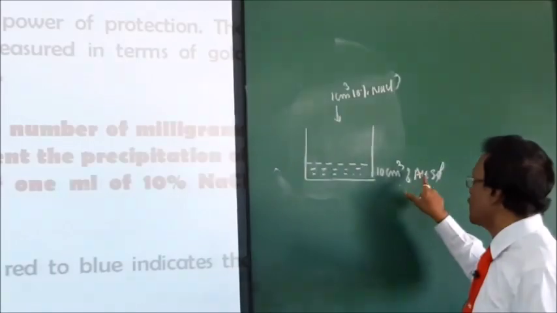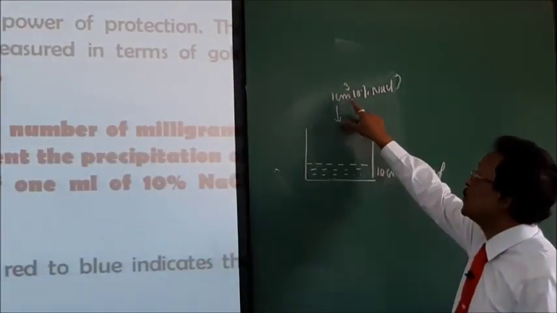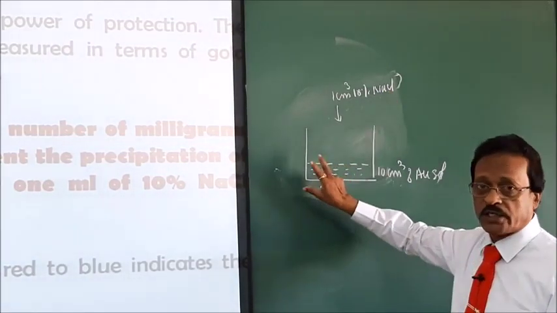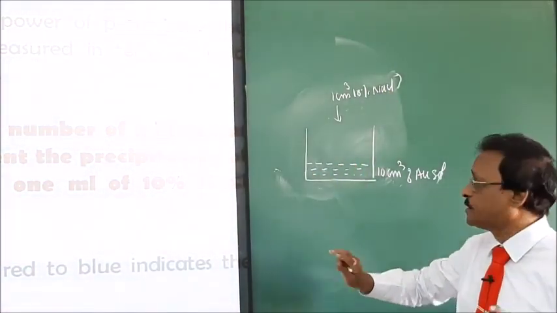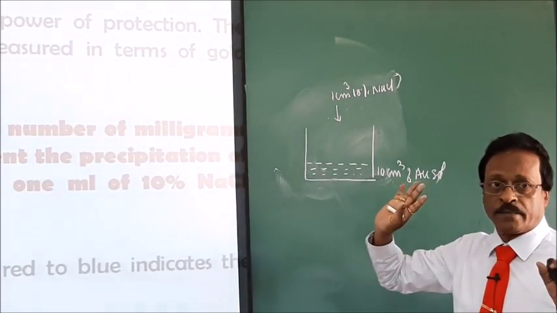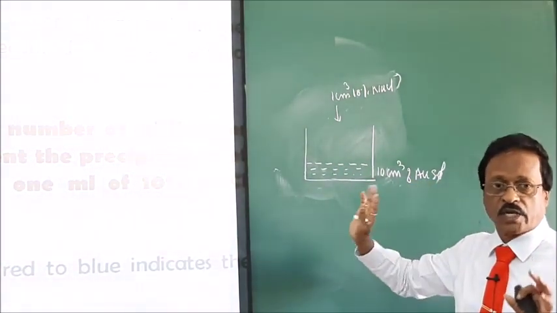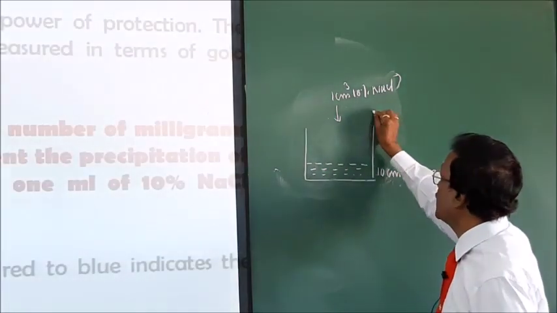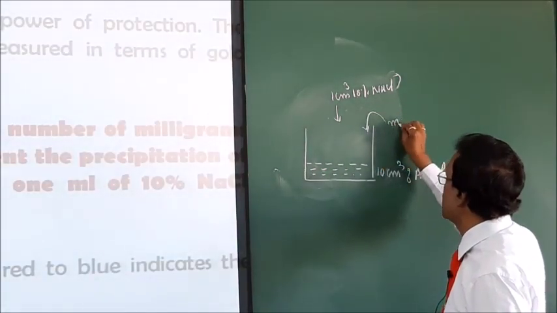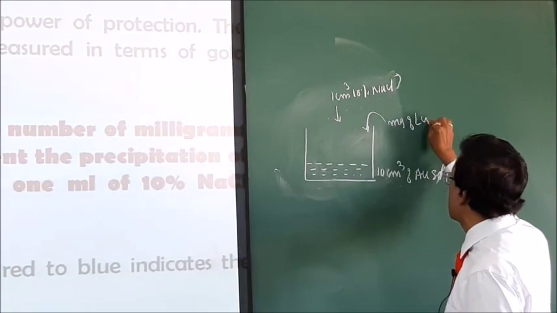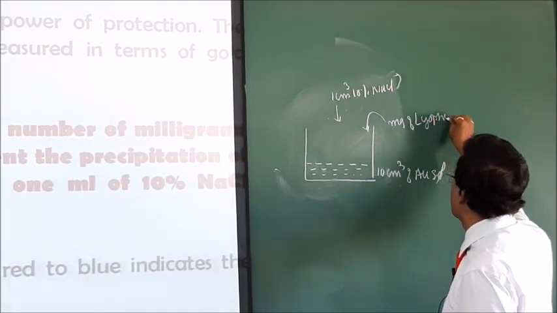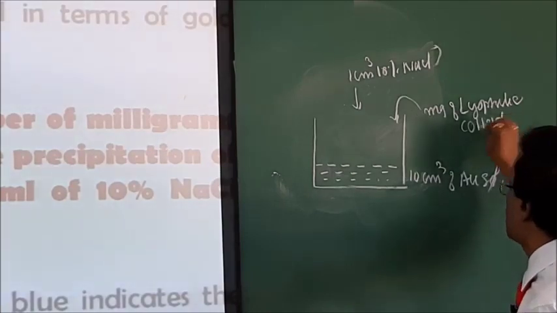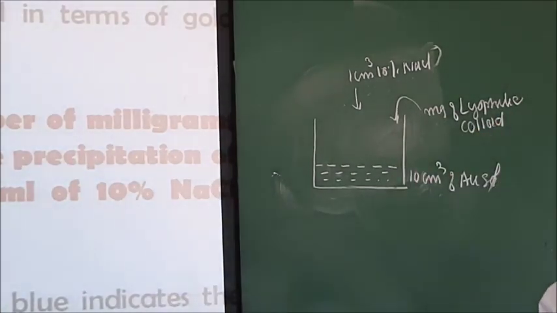I have taken 10 ml of gold sol and I am putting 1 cm3 of 10% sodium chloride. Actually the coagulation occurs. But my point is the coagulation should not occur. You have to keep the gold sol stable, to avoid the precipitation. How many milligrams of lyophilic colloid should be added to prevent the coagulation is called the gold number.